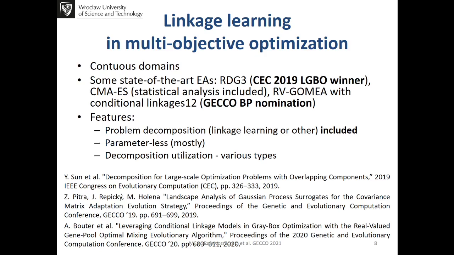Now, in continuous domains, we still have a similar situation. We have RDG3, the CEC 2019 large-scale global optimization winner. We have CMA-ES, which uses statistical analysis in some ways to decompose the fitness landscape. We have real-valued GOMEA with conditional linkages, which was a GECCO Best Paper nomination last year. And again, all these methods decompose the problem in some ways. Some may use linkage learning, some may use other techniques. Many of them are parameterless, and again, they use the information about problem decomposition in various ways.